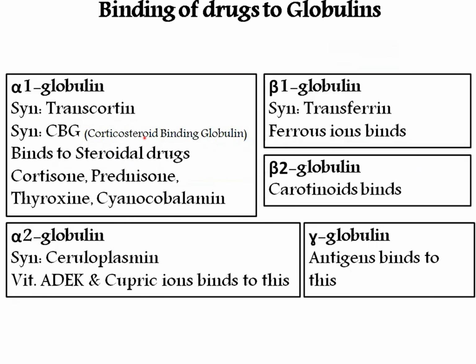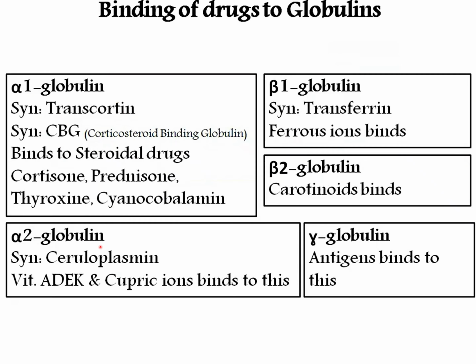Then globulin, we know different types of globulins are present: alpha 1, alpha 2, beta 1, beta 2, gamma globulin. We know this is one of the popular ones for antigen antibody binding. So alpha 1 globulin is also called transcortin, and it is corticosteroid binding globulin because it binds to different steroidal drugs like prednisolone, cortisone. Steroidal drugs are very important as hormonal replacement therapy or in several asthma related drugs.